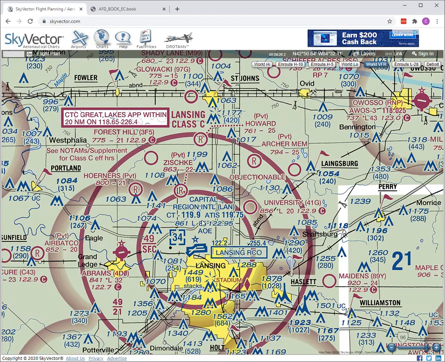85, this is the length of the longest runway. So at Lansing, the longest runway is 8,500 feet long. You just add 2 zeros to that. And so 8,500 is the length of the longest paved runway.